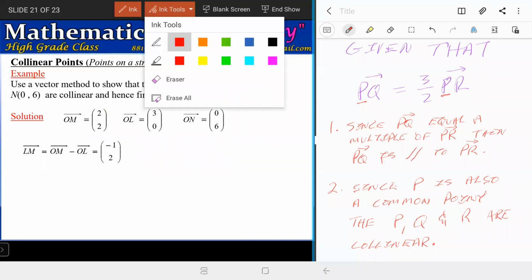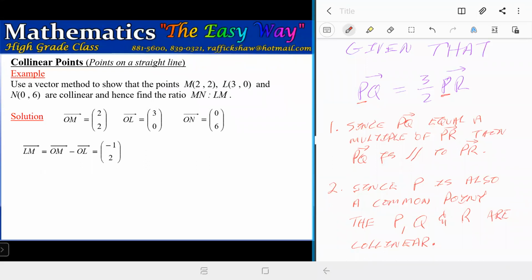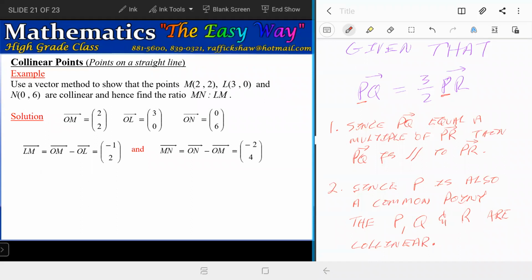I'm going to find MN next. So MN now is ON minus OM. See there? O times the last minus O times the first. So it's ON minus OM. So it's this one minus this one. So 0 minus 2 is -2, and 6 minus 2 is 4.